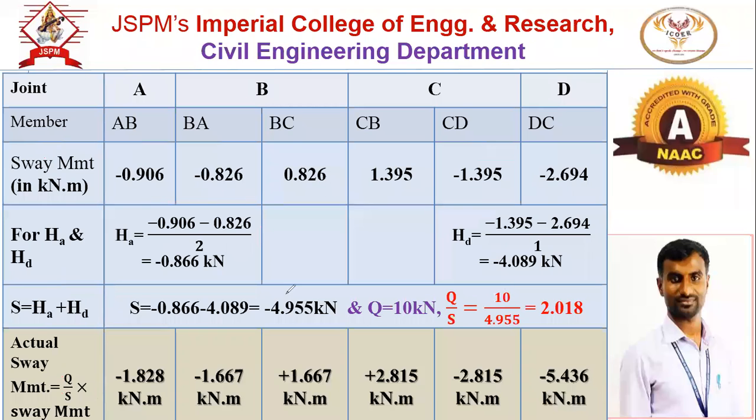Next will be the superimposed BMD. That will be the homework. You have to plot the superimposed BMD. Now tell me, if you observe the first member AB, a column, the first moment is minus 1.828 and the second is minus 1.667. So what do you have to conclude here? What will its BMD be? Both moments are minus, minus.